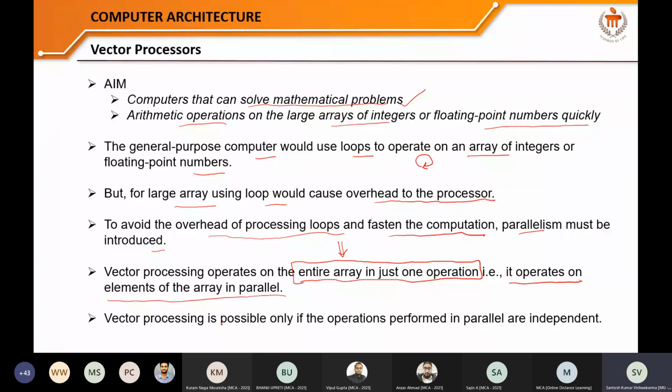Now vector processing is possible only if the operations performed in parallel are independent. So I can put an asterisk over here, because only if they are independent can we have vector processing. Otherwise, it will not be possible if they are dependent on each other.